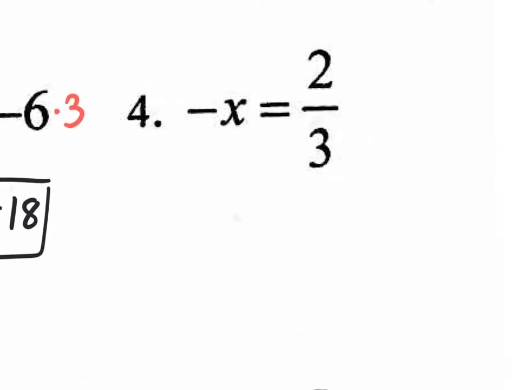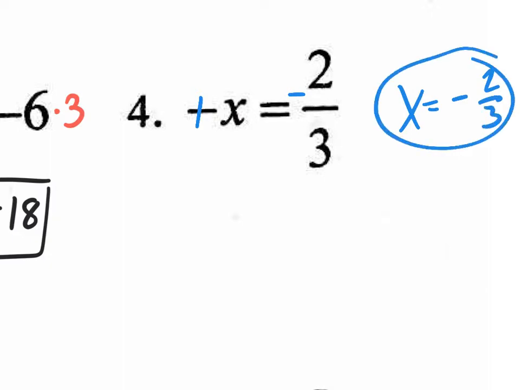Let's move on to number 4. Number 4, a lot of people get confused. It's as simple as this. I do not want a negative x. I just want x all by itself. I want a positive x. I don't want a negative x. So if I don't want this negative sign, what could I do? I could just change the sign, right? I could just say, I want to make it positive. I change the sign, but what I do to one side, I have to do to the other. So if I just change the sign on the left side, I have to change the sign on the right side. And my answer will be x equals negative 2/3.